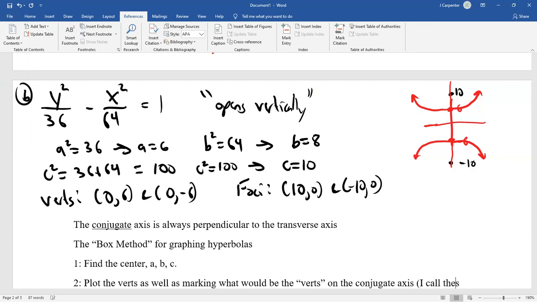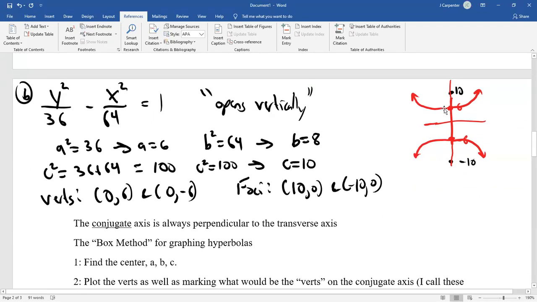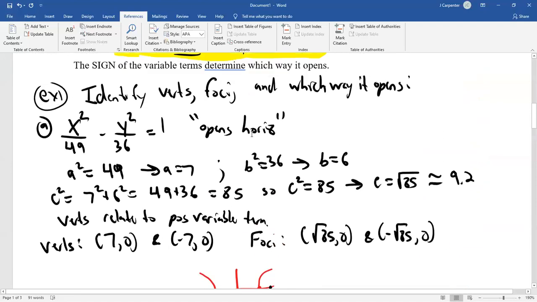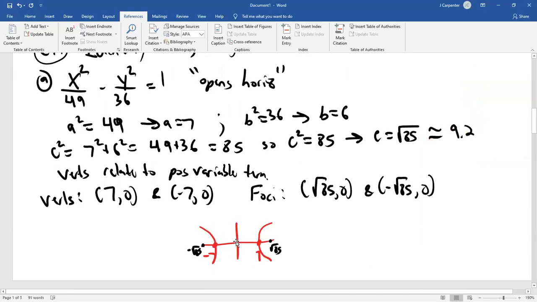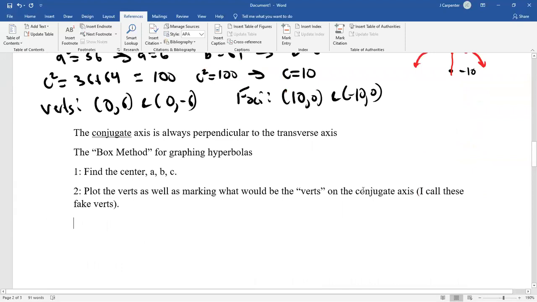Note, I call these fake verts. They're not actually vertices, they're fake points, they don't exist. We're just going to mark 2 points where they would be. So the A gives us the location of the actual vertices. The B gives us the location of what I call, quote, fake vertices. So instead of going up and down in the last example, they'd be left and right. Or instead of going left and right in the previous example, they'd be up and down. So those are on the conjugate axis, as we say here.